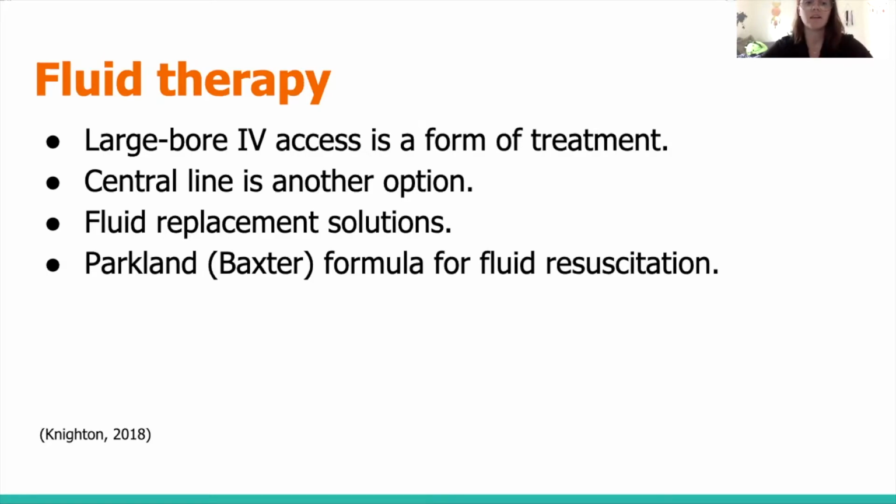And then there is a formula that is used for fluid replacement, and that is called the Parkland or Baxter formula. And so how this is used is it is 4 mL of lactated Ringer's solution per kilogram of the patient's body weight per the percentage of TBSA burned, which equals the total fluid resuscitation for the first 24 hours of the burn.